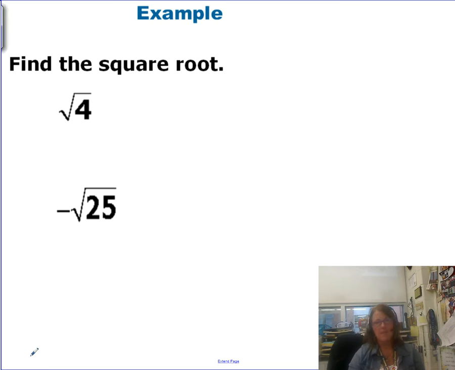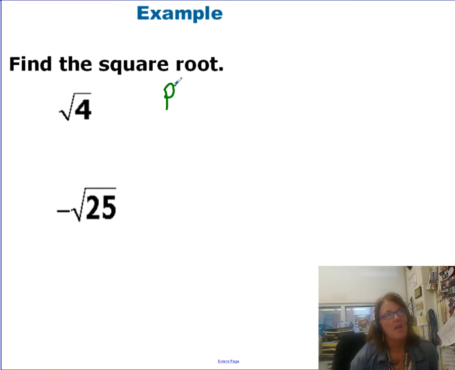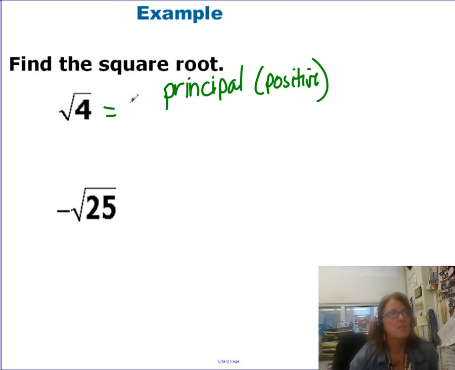You'll see some like this, where I just give you the radical sign. Now, before, the directions explicitly said find both square roots. Here, if you just see it like this, I just want the principal square root, which means the positive one. Okay? So when you see the square root of 4, you may simply just write 2.